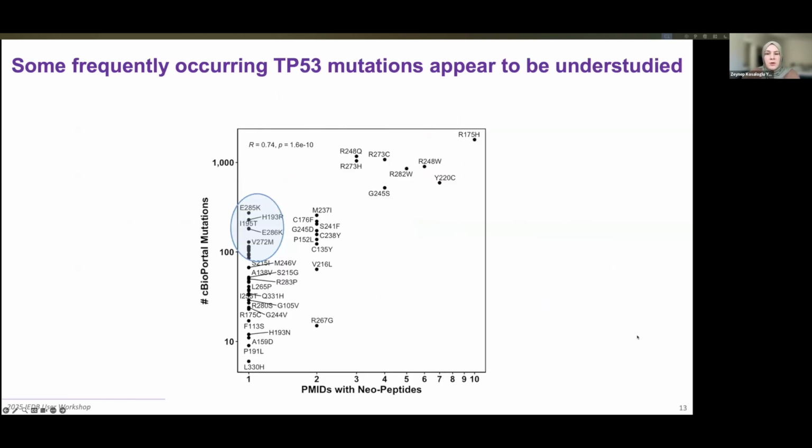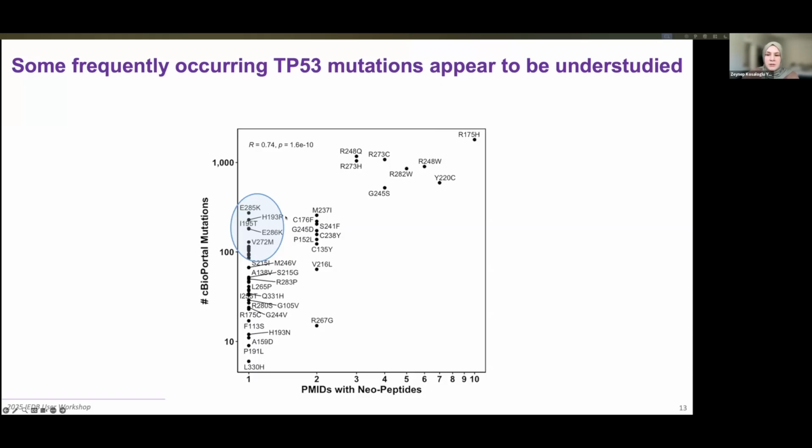To better understand how well the different TP53 mutations are studied, we compared the mutation frequency to how often peptides from those mutations were evaluated in actual studies. So here, each dot is a mutation, and we can see the number of PubMed IDs for each mutation, and then here we have the mutation frequency in cBioPortal. We can see there's a strong positive correlation that shows that more frequently mutated sites tend to be studied more often, as shown also before with these hotspot mutations.